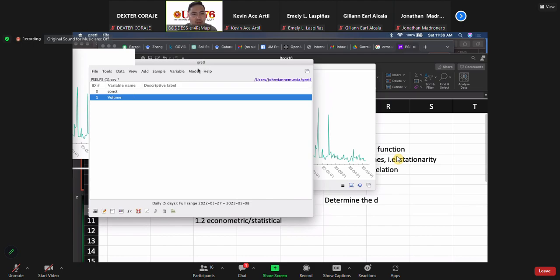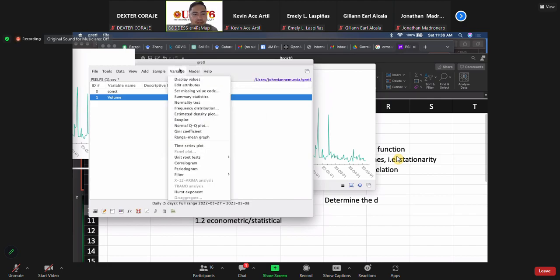So we will go to model. We go to variable, and then we will proceed to unit root test. The unit root test allows us to determine how many unit roots, or how much differencing, we are going to do to make the series stable. So we go to unit root test and then the augmented Dickey-Fuller test. That's the most common, basically.